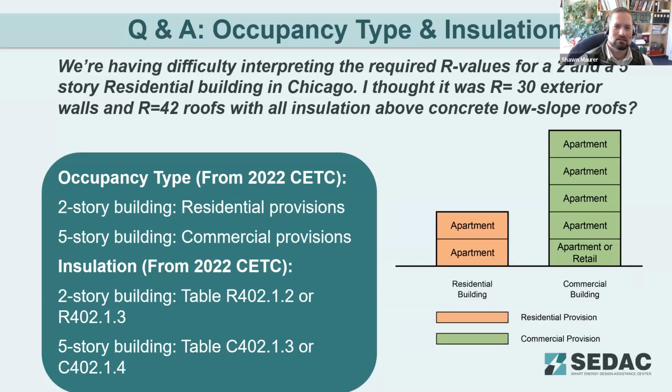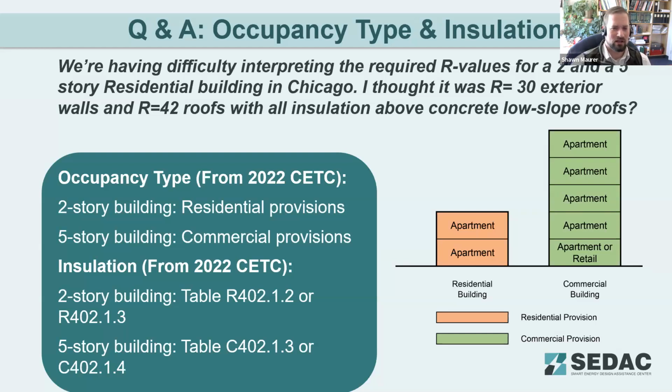Our next question is, the client was having some difficulty interpreting the required R values for a 2- and 5-story residential building in Chicago. So they thought that the insulation requirements were based solely on the residential requirements. And so this gets into the definition in the energy code of what is a residential building versus a commercial building, and not the uses of those buildings. So in the energy code, and as this was in Chicago, referring specifically to the Chicago Energy Transformation Code, a 2-story building with primarily permanent occupancy falls under the residential provisions. It would get those residential insulation requirements.